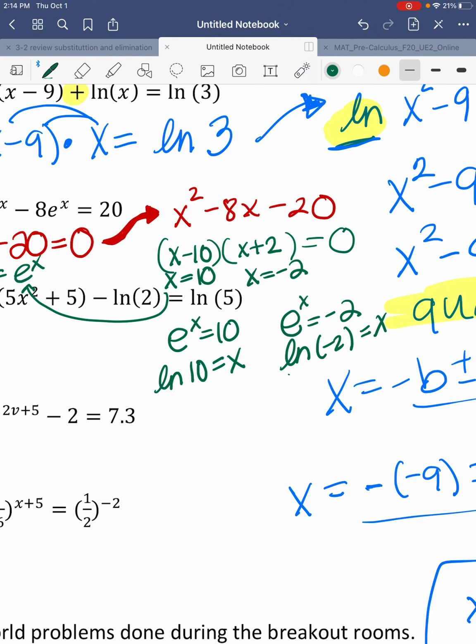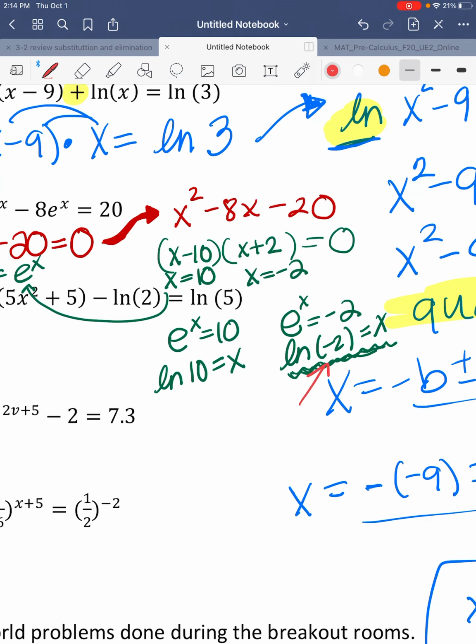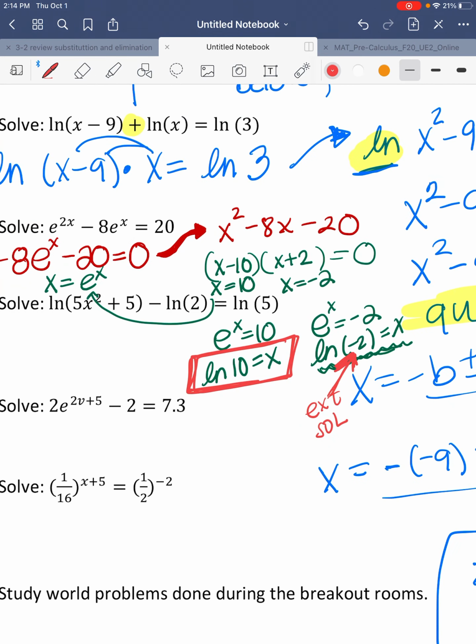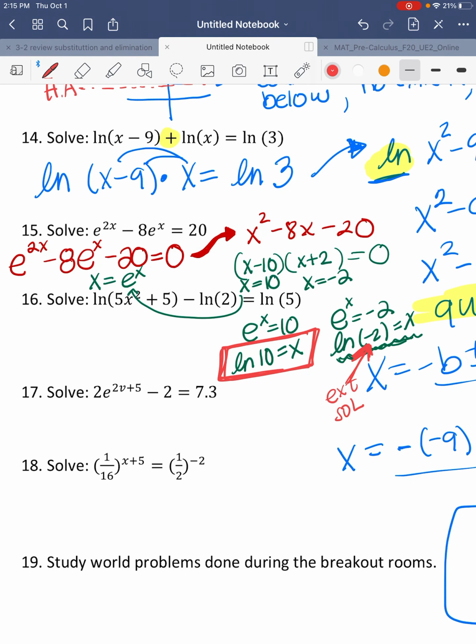But ln of negative 2 doesn't exist. The natural log of a negative number doesn't exist. So this one is the extraneous solution, and this one is the only solution for the problem. The extraneous solution is because the ln of a negative number doesn't exist. So you only have one answer there. Okay, so now we're going to do 16.